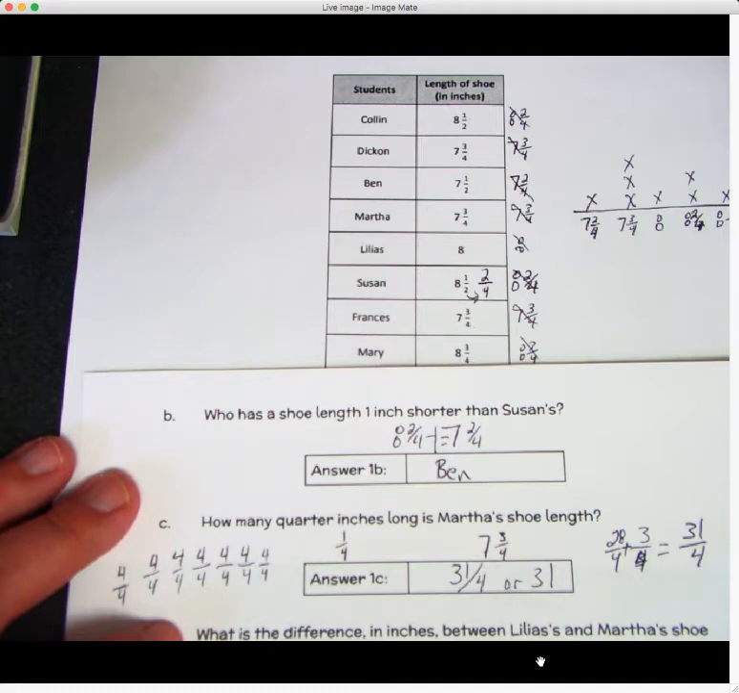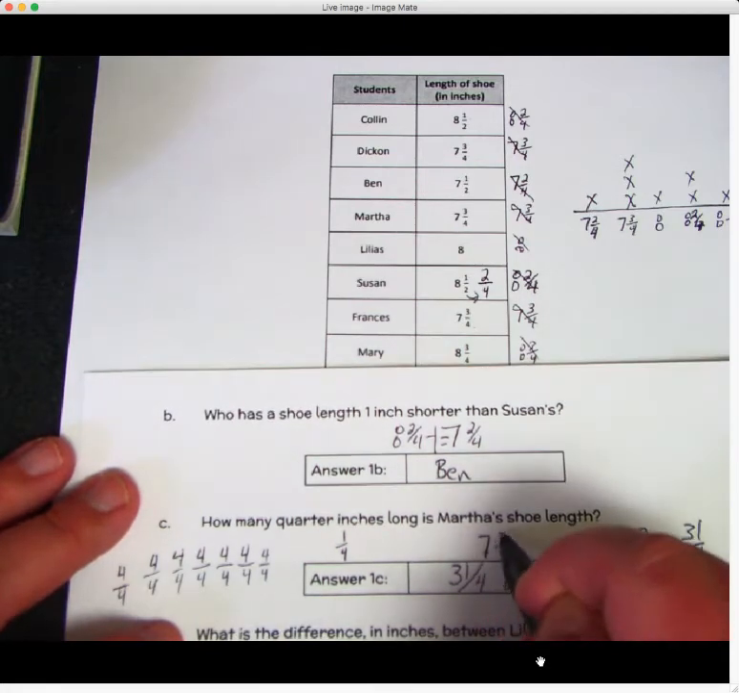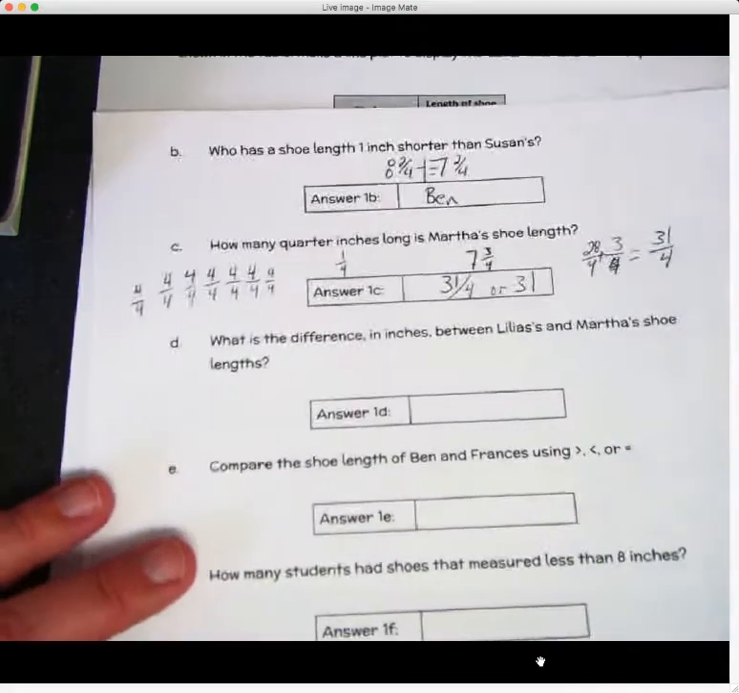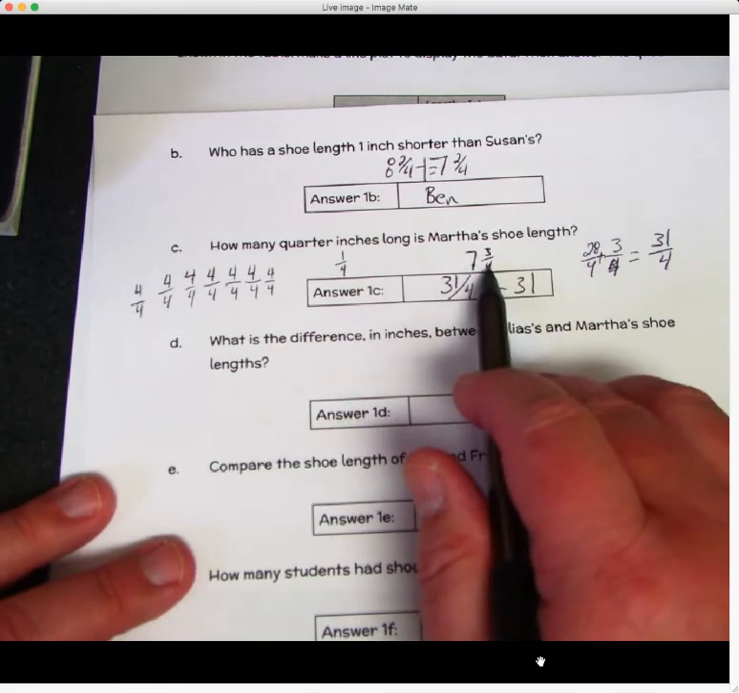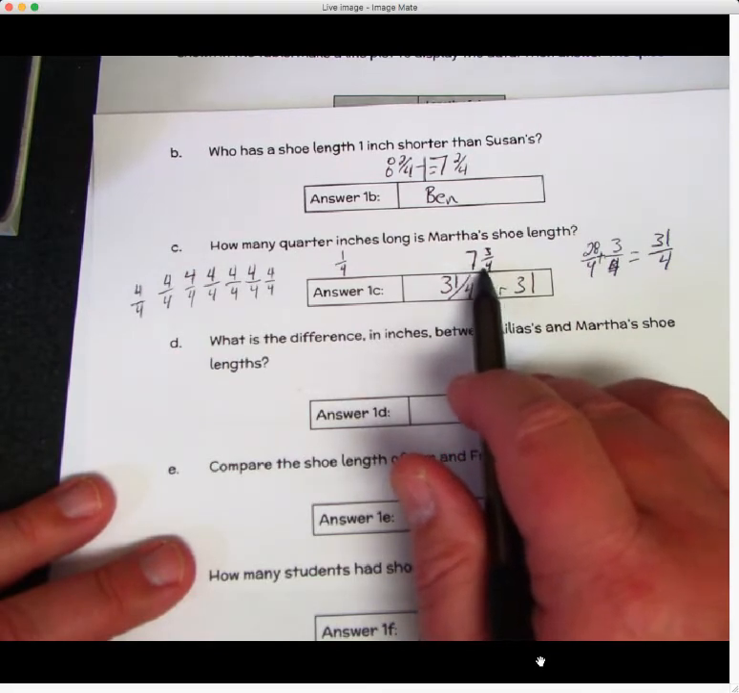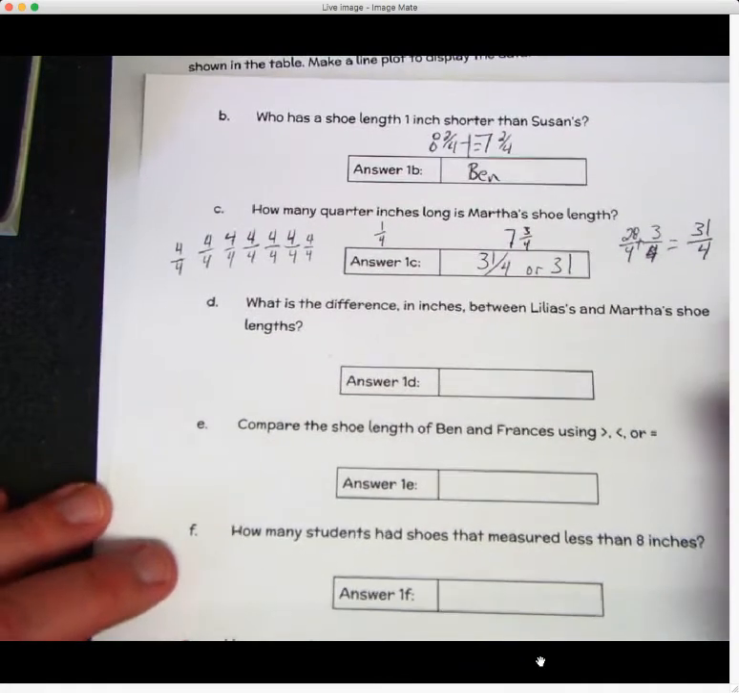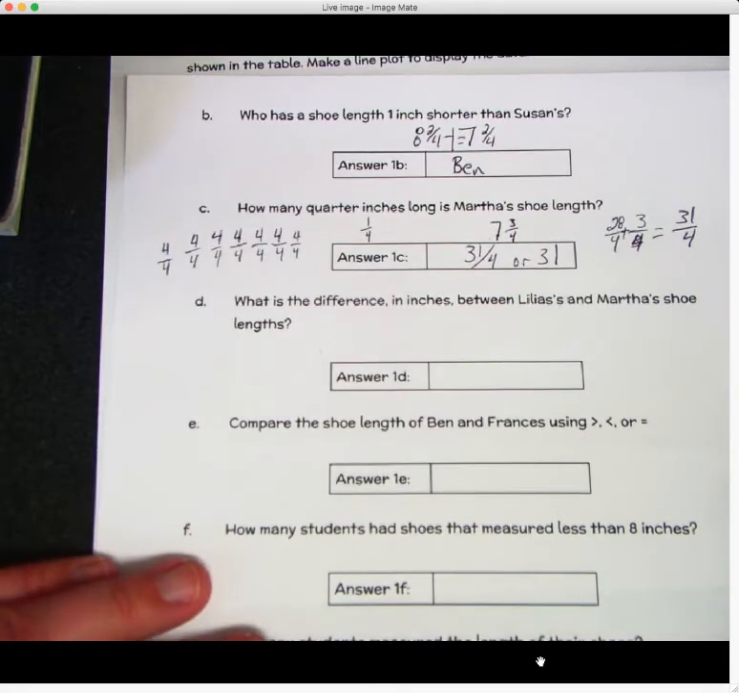Is there another way that we could do that, Mr. Helton? Yeah. Remember how we can do this? 4 times 7 is 28, plus 3 is 31. Wouldn't that have been easier? Yes. So you can do that too. You can find it in fourths like that. You can convert it to a mixed number doing 4 times 7 plus 3. Either way works, okay?